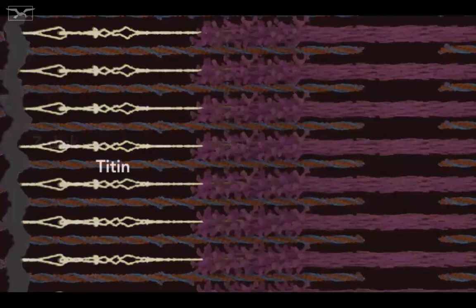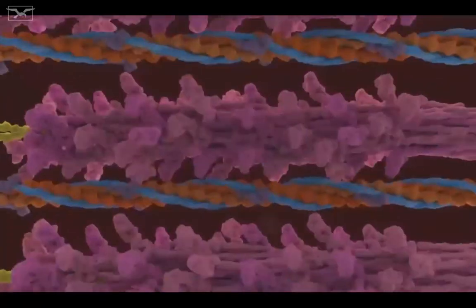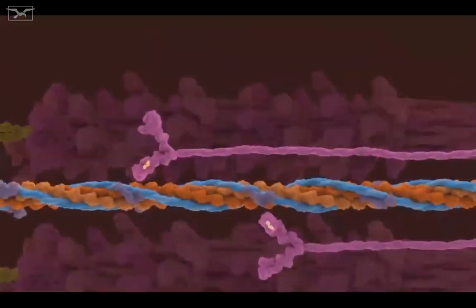Z-disc proteins serve as anchors for the thick and thin filaments. The protein titin functions as a flexible spring connecting myosin proteins to the Z-disc. According to the sliding filament model, thick and thin filaments slide past one another to shorten the distance between adjacent Z-discs during muscle contraction. In relaxed muscle, myosin binding sites on actin are blocked by tropomyosin and the troponin complex.